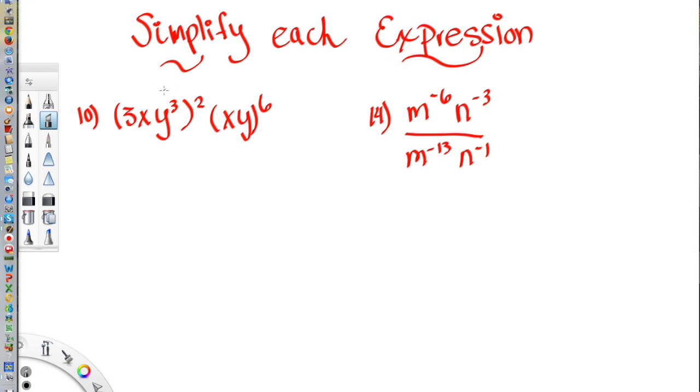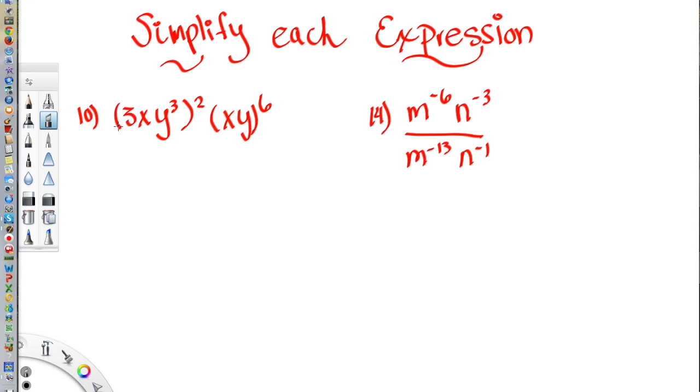Let's go to our last page. Let's look at numbers 10 and 14 on the last page. I know these look a little scary, especially 14, but they're really not. Just like in life, when you have big problems, you can't tackle it all at once. You just have to break it down into smaller issues or problems and deal with it one step at a time.